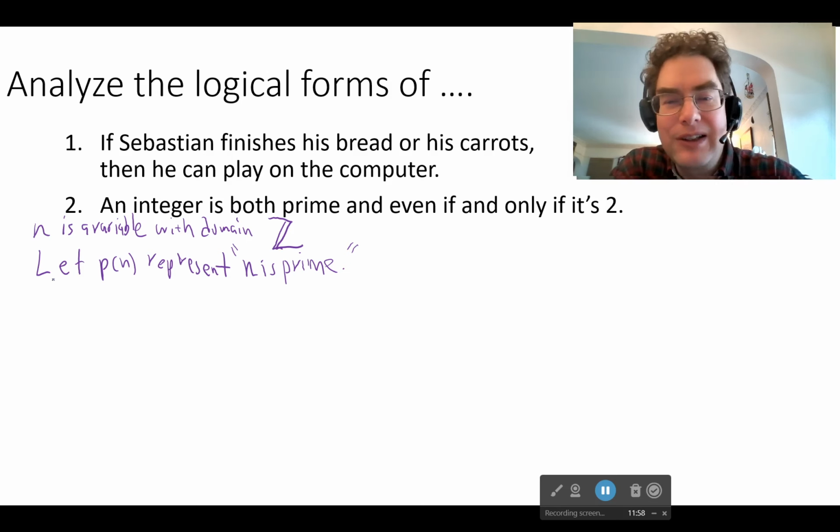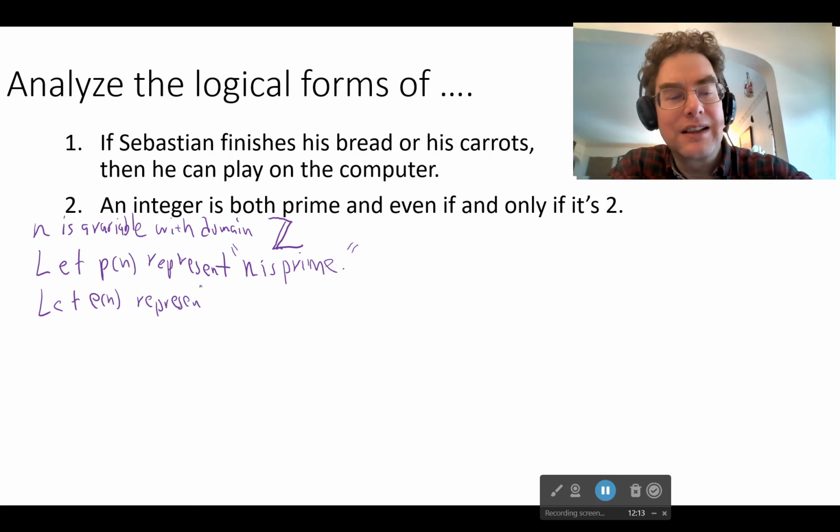Another simple sentence involved, n is even. Okay, an integer n is even. Well, our integer we're calling n, so let's let e of n represent n is even.